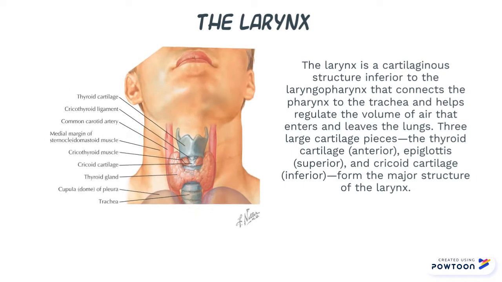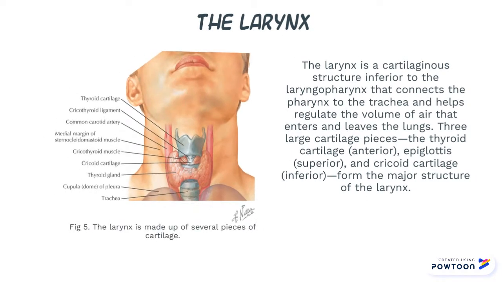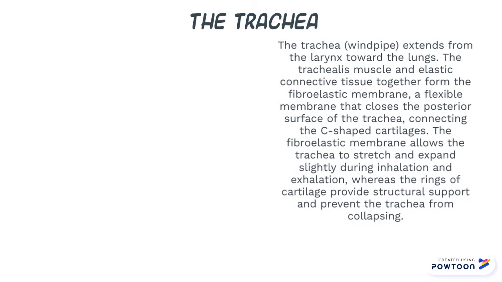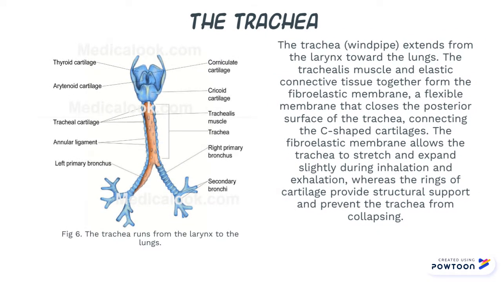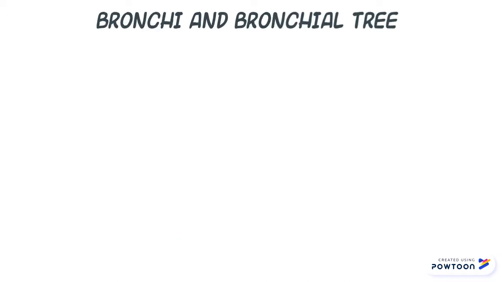The larynx is a structure made of cartilage that is inferior to the laryngopharynx and connects the pharynx to the trachea and helps regulate the volume of air that enters and leaves the lungs. The trachea extends from the larynx towards the lungs. The fibroelastic membrane allows the trachea to stretch and expand slightly during inhalation and exhalation, whereas the rings of cartilage provide structural support and prevent the trachea from collapsing.